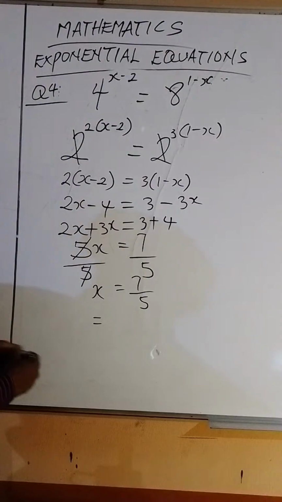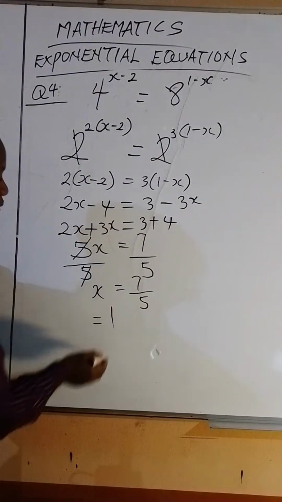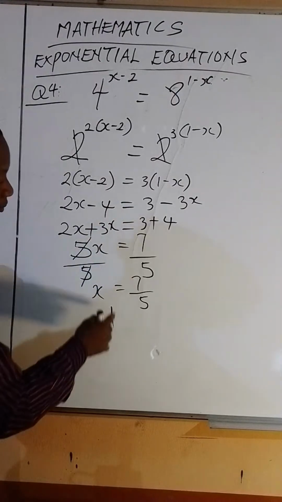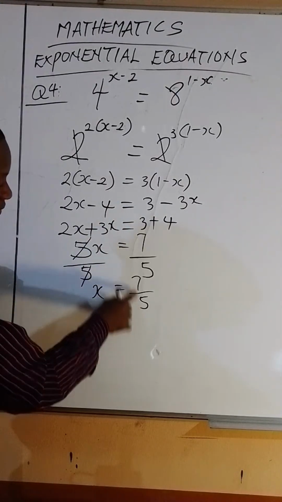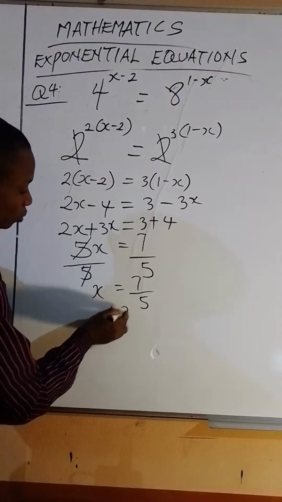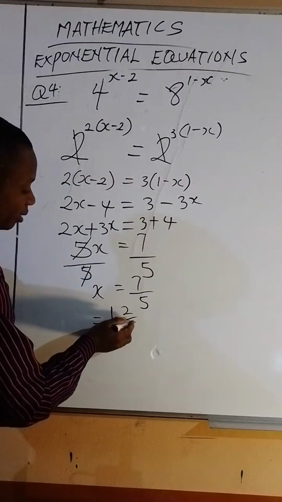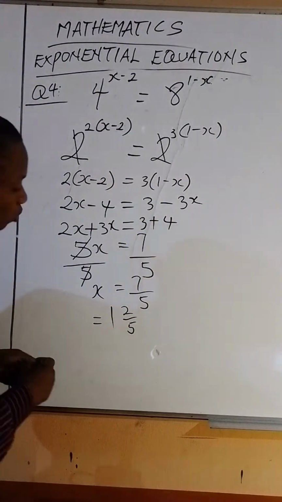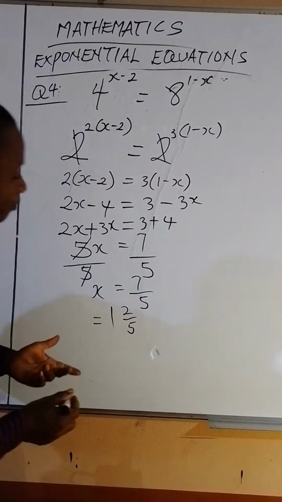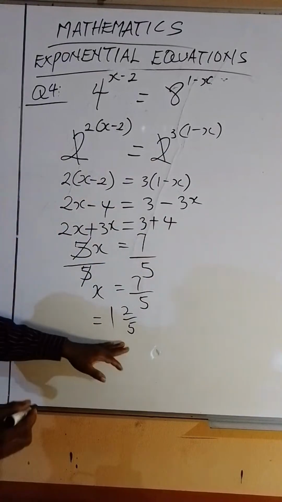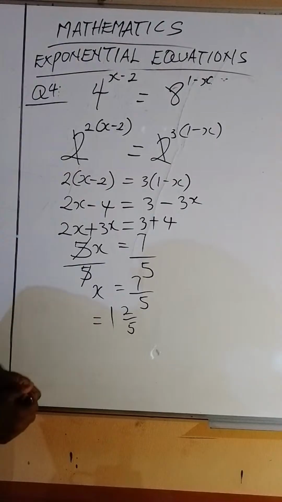Then we know that 7 divided by 5. How many times will 5 go into 7? It's only once. And we'll be left with 2 divided by 5. This is what we're going to have. Yes, this is the final answer to the question, the third question for today.